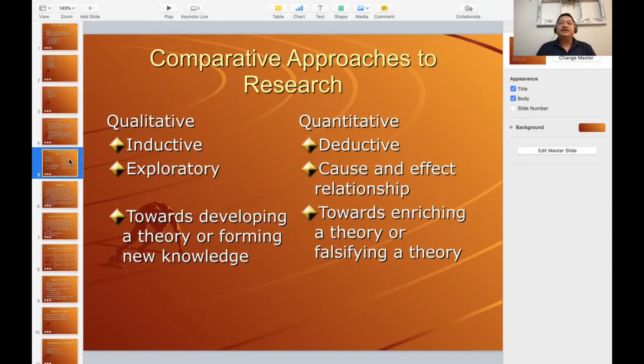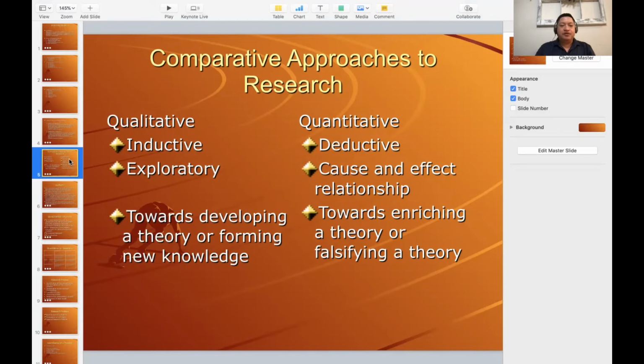So this is a framework of the comparative approaches to research. So these are the qualitative on the left side. It's inductive, it's exploratory, it's towards building, developing theory, or forming new knowledge. While quantitative on the right screen is deductive method. It's about cause and effect relationship towards enriching a theory or falsifying a theory.